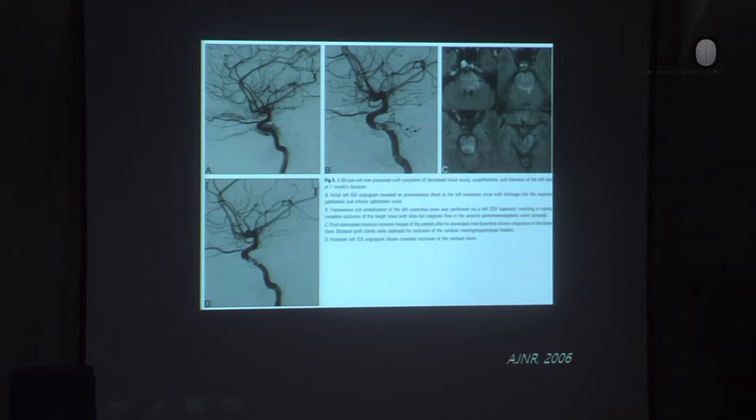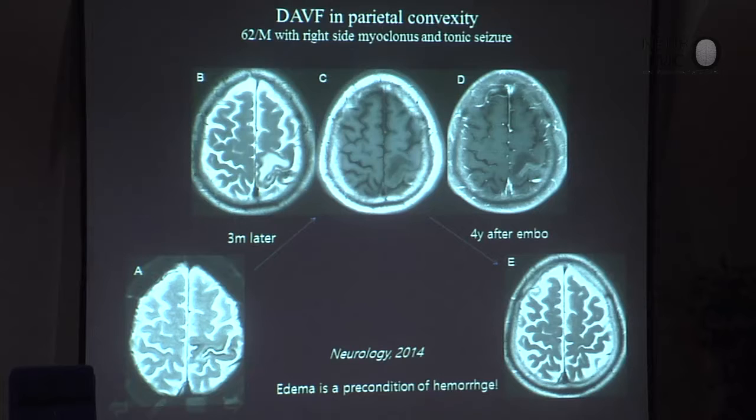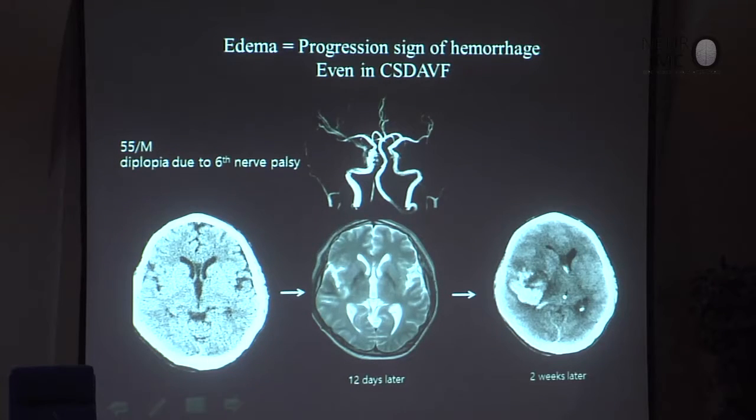There's another rerouting case in the literature where the brainstem edema was managed by a covered stent in the ICA for the residual fistula, and then some particles in the ECA, which led the patient to recover. Cerebral edema, as you see here, there's some hemosiderin, and here is cerebral edema, and after embolization, it disappeared. It's one of the progressed lesions in the DAVF, and it's a precondition of a hemorrhage. So even in cavernous sinus lesions, we see this edema develop into massive hemorrhage within 2 weeks.